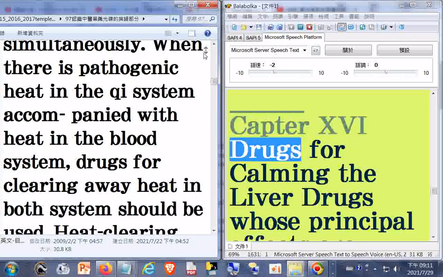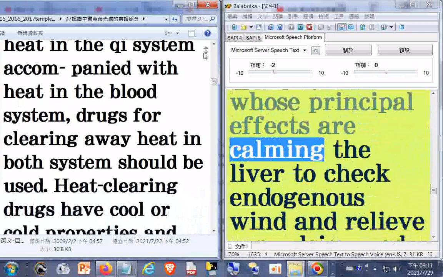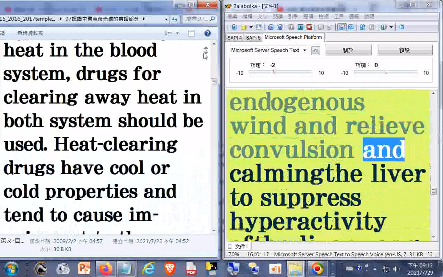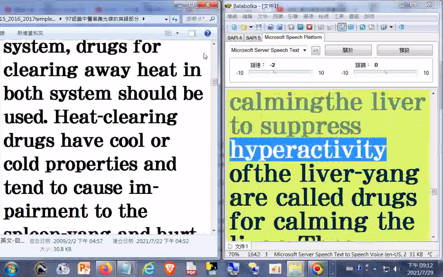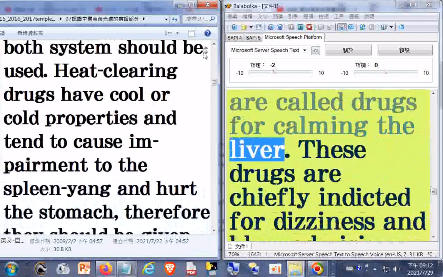Chapter 16 Drugs for Calming the Liver. Drugs whose principal effects are calming the liver to check endogenous wind and relieve convulsion, and calming the liver to suppress hyperactivity of liver yang, are called drugs for calming the liver.